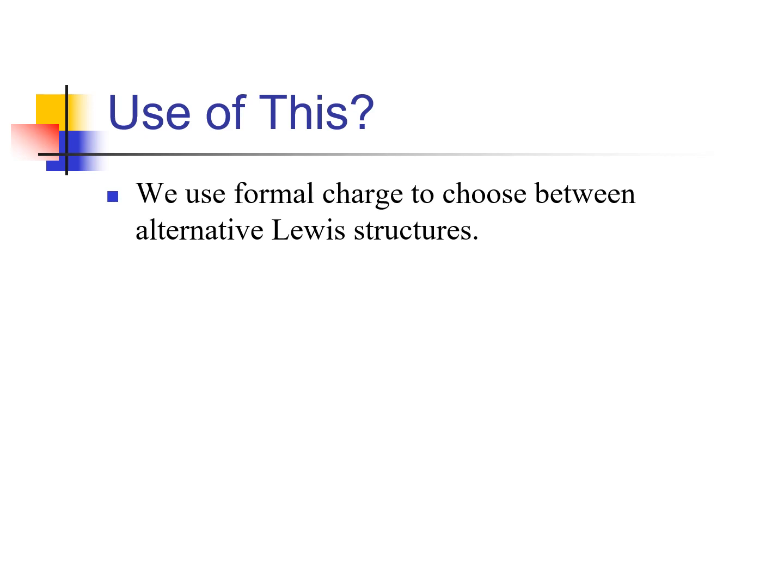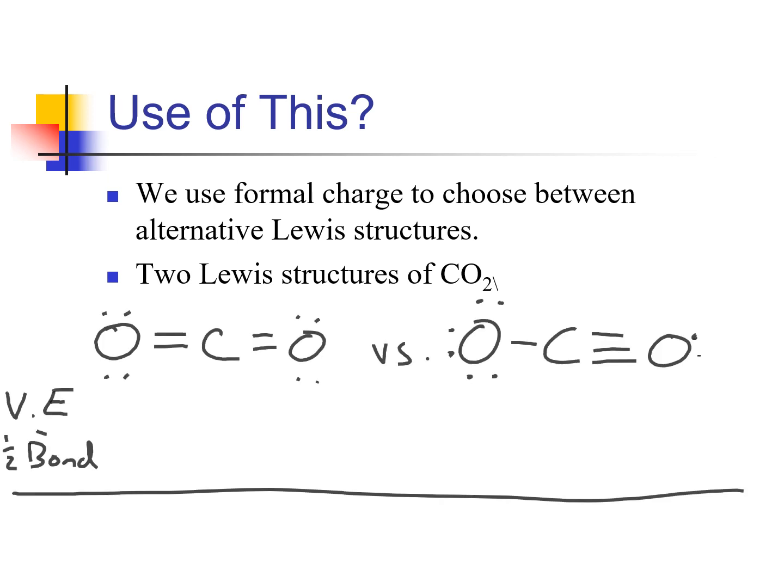We use formal charge to choose between alternative Lewis structures. We're trying to judge which one is most reasonable. For instance, there are 2 possible Lewis structures for carbon dioxide. We see carbon dioxide having double bonds between each carbon and oxygen, or having a single bond on one side and a triple bond on the other. So we're going to go through each atom. Oxygen has 6 valence electrons.